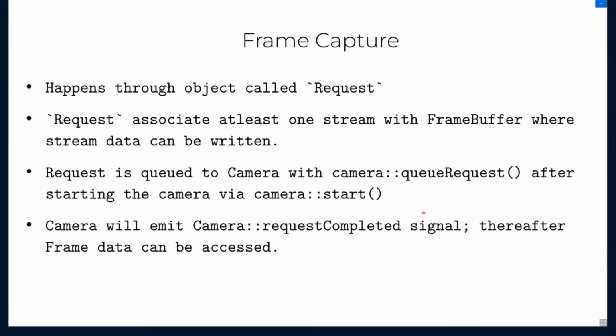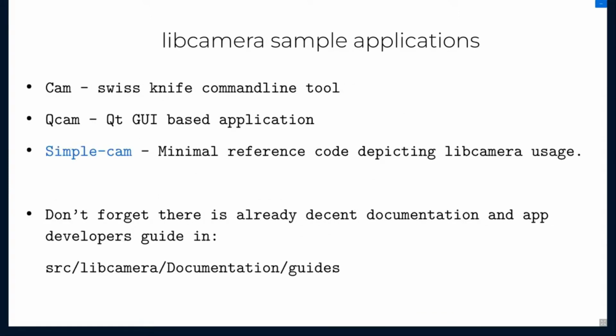After the requests are queued to the camera, you just run camera start, and it will start writing data to those buffers. And how do you know when the buffer is full? You will know when the camera has emitted the request completed signal, and thereafter in the signal handler you can just go and take out the buffers from the request object, and your frame capture is then complete.